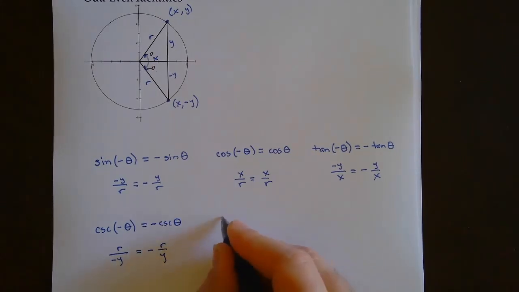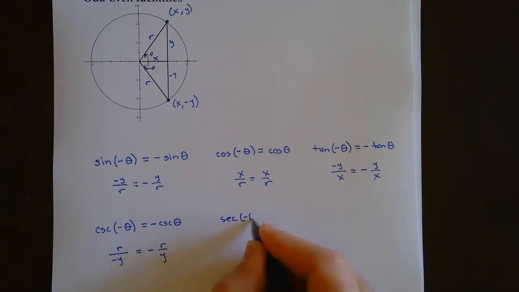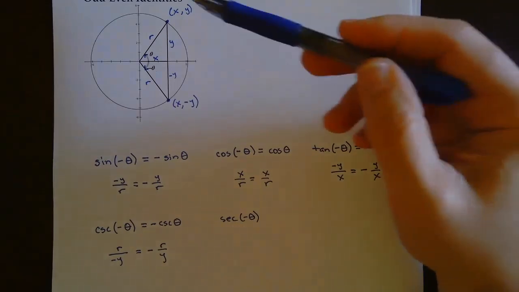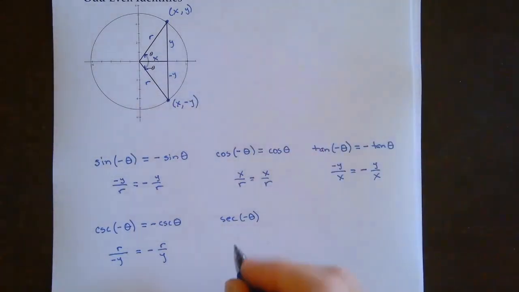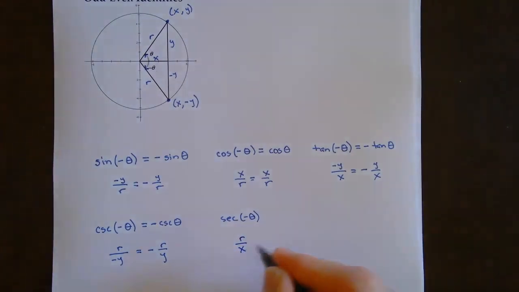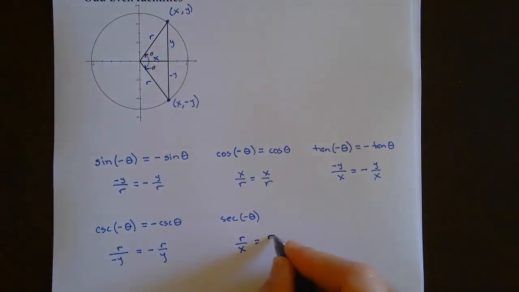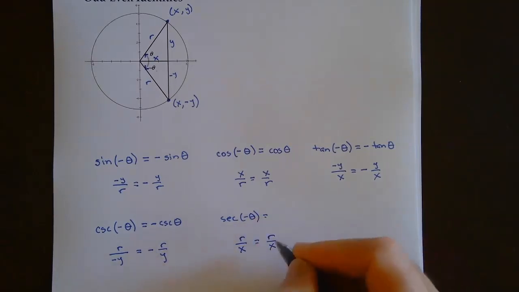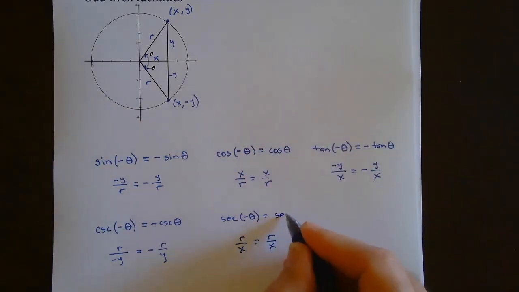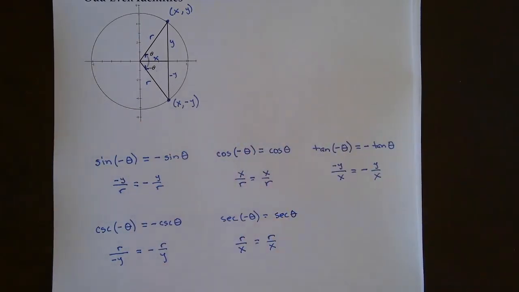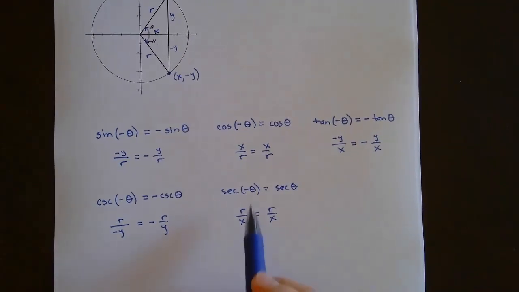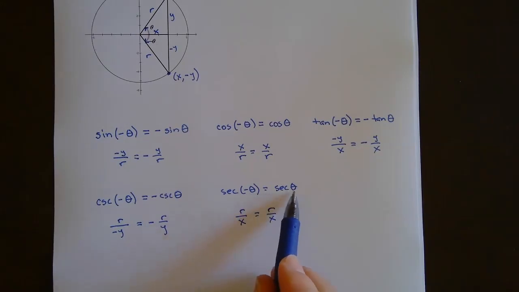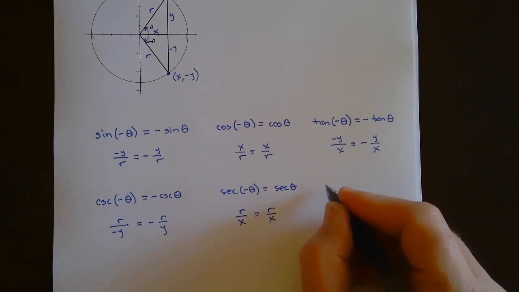How about secant of negative theta? Secant of negative theta would be r over x. Well, r over x is still r over x. So r over x is secant of negative theta, but it's also secant of theta. Secant of a negative angle is always going to equal secant of the positive angle. Always going to be true.